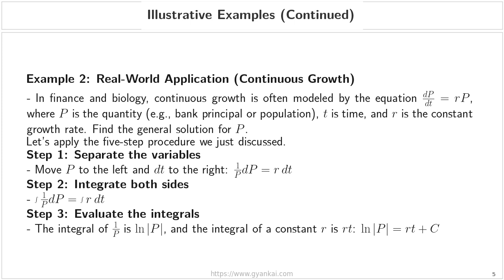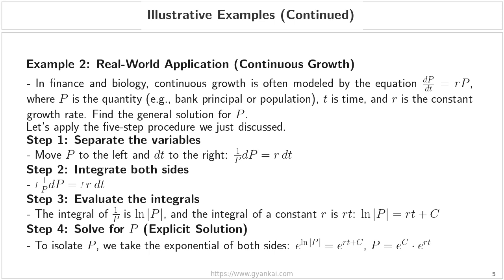Step 3, we evaluate these integrals. If you remember your integration rules, the integral of 1 over P is the natural log of the absolute value of P on the left side. Since r is just a constant, its integral with respect to t is simply r times t on the right side. Don't forget to add our constant of integration. So we have natural log of the absolute value of P equals rt plus c.